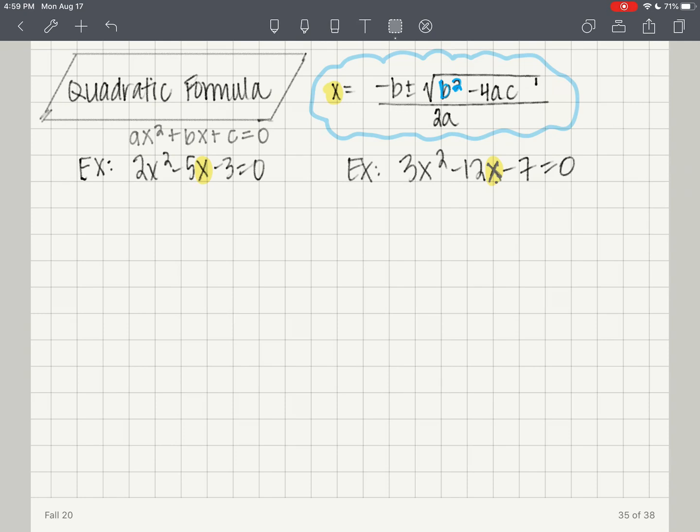You can solve any quadratic equation, any quadratic in nature equation using the quadratic formula. It's just not as easy. It's not always as efficient as maybe factoring when factoring is an option. So I'm going to show you on this first example.